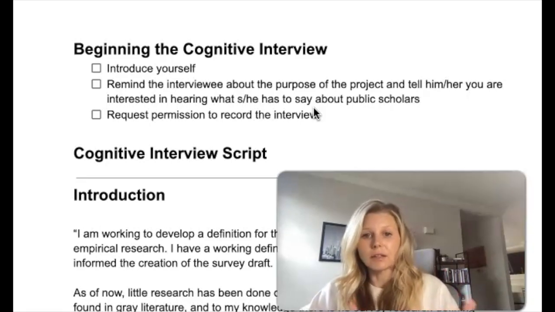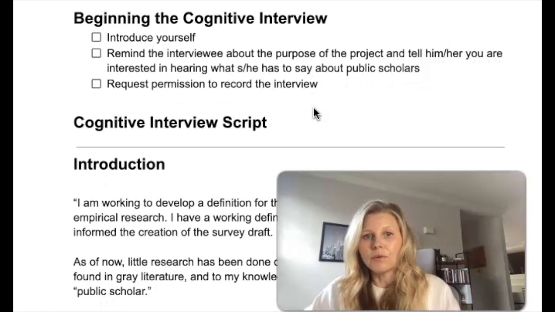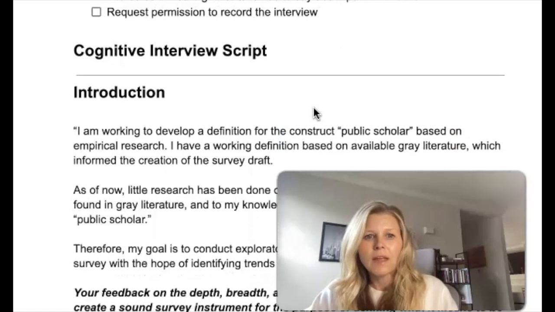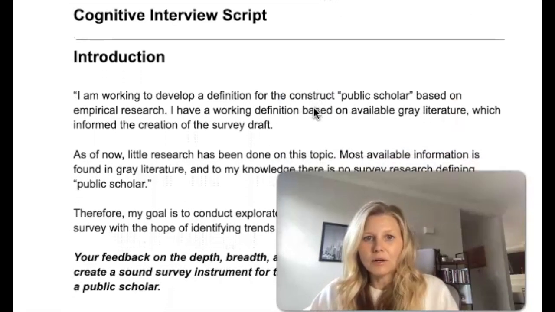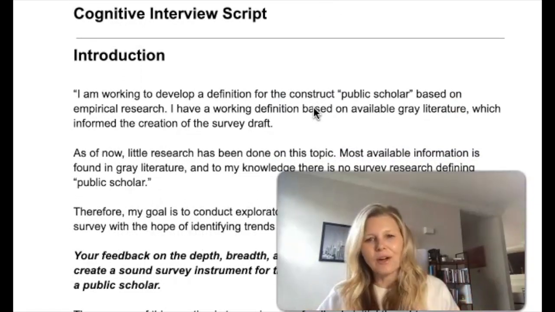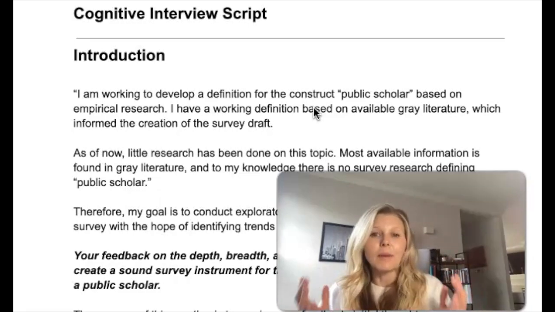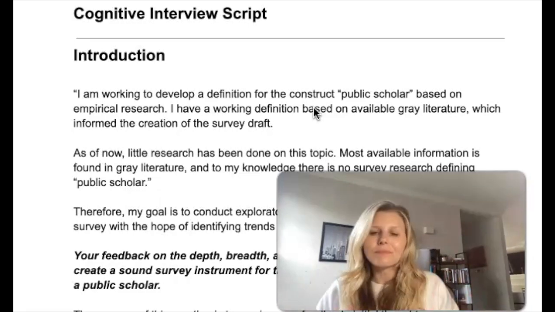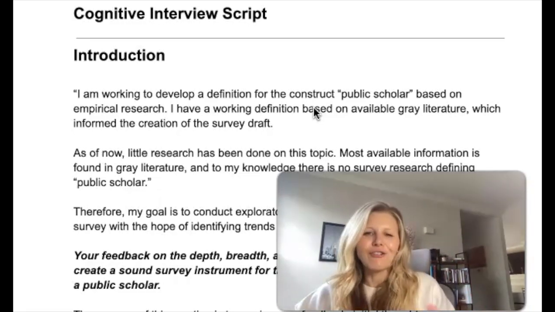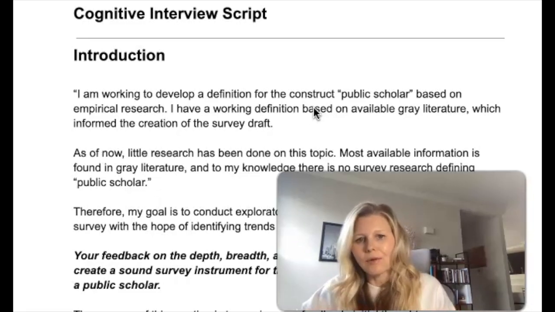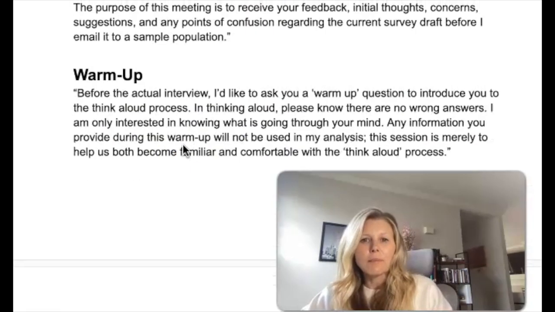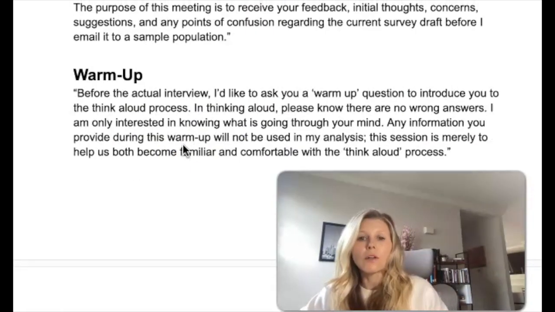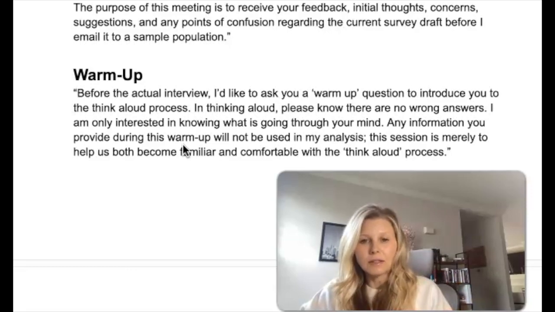Introduce yourself, talk a little bit about the project you're working on, and then always, if you record, make sure that you ask their permission to record. And then I did develop a little bit of a script. I typed it out ahead of time just to help me think about all the things I wanted to say. But when it came to the actual day, I really just communicated the essence of what I wrote. Then they recommend that you do a warm-up for the probing and the think aloud process.